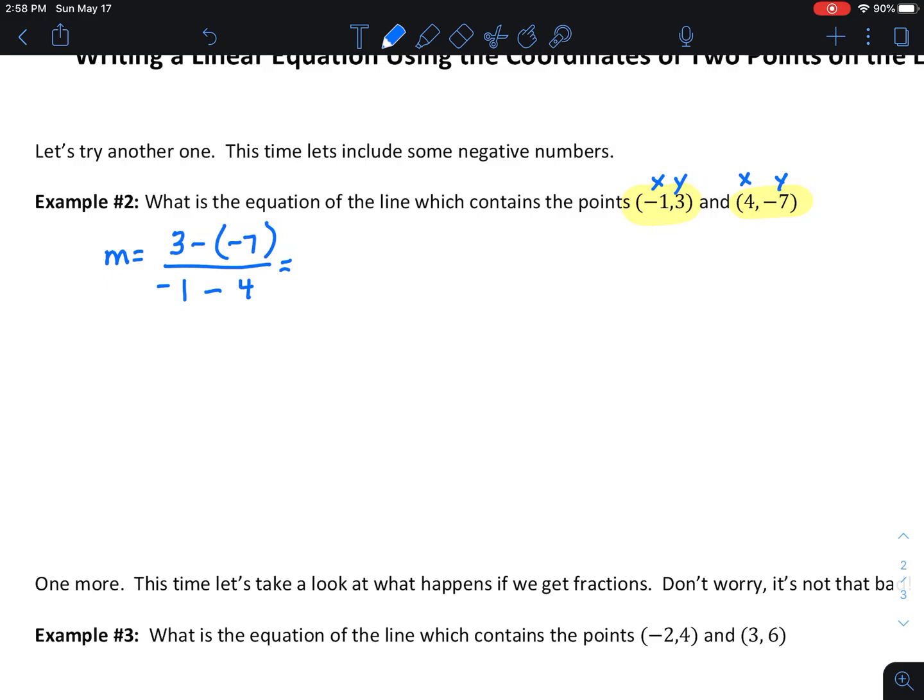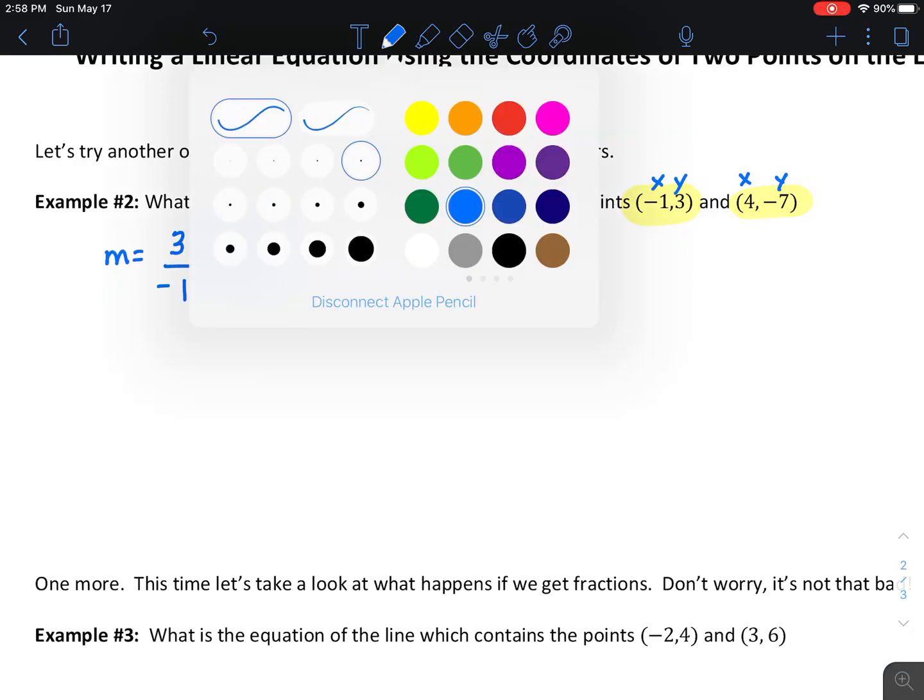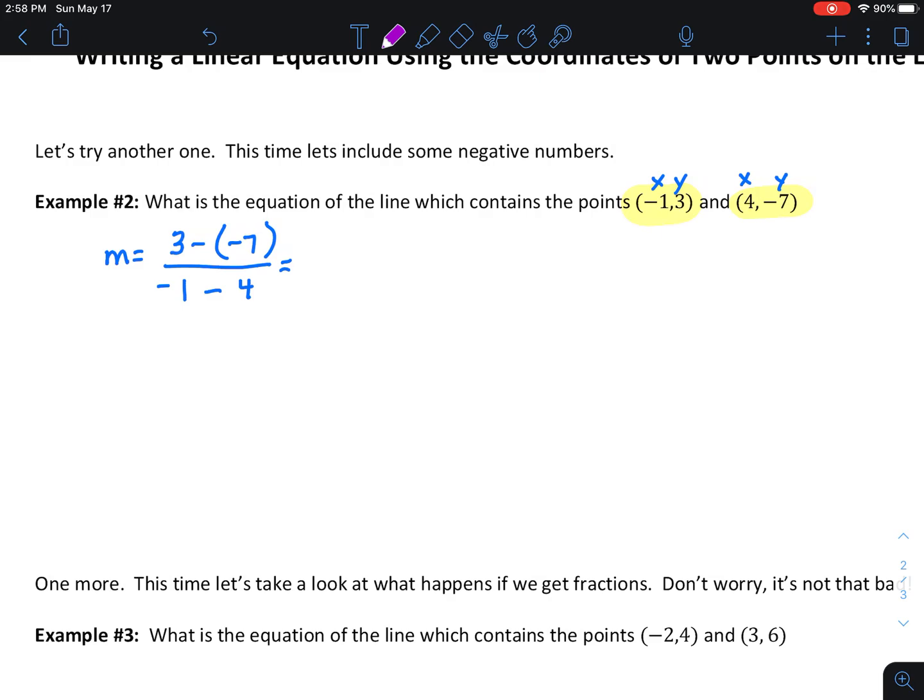All right, so some simplification. 3 minus a negative, right? 3 minus -7. So when we see minus minus together, remember that's plus, because subtraction is the same thing as adding the opposite. 3 plus 7 is 10. And then -1, take away another 4, is going to be -5. So simplifying 10 over -5 is -2. So -2 is my slope. And there I put it in the box, right?